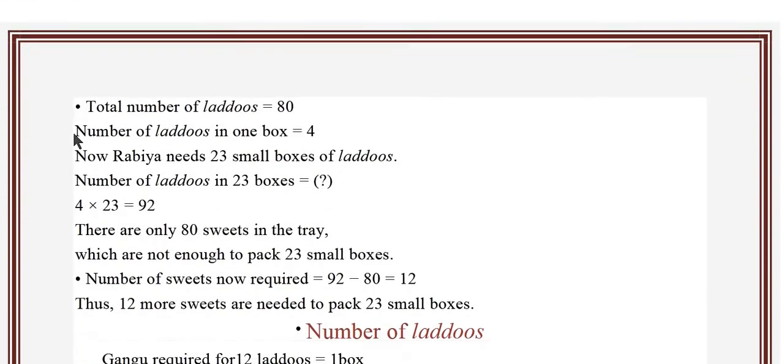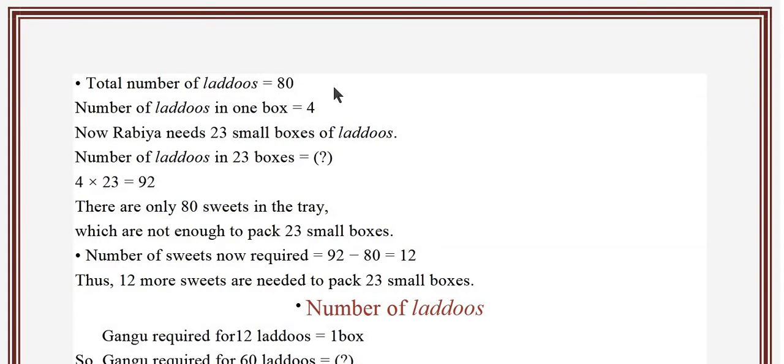First of all, total number of laddus is equal to 80. Number of laddus in one box is equal to 4. Now Rabia needs 23 small boxes of laddus. Number of laddus in 23 boxes is equal to how much? So 4 into 23 is equal to 92 laddus. There are only 80 sweets in the tray, which are not enough to pack 23 small boxes. So number of sweets now required: 92 minus 80 is equal to 12. It means 12 more sweets are needed to pack 23 small boxes.